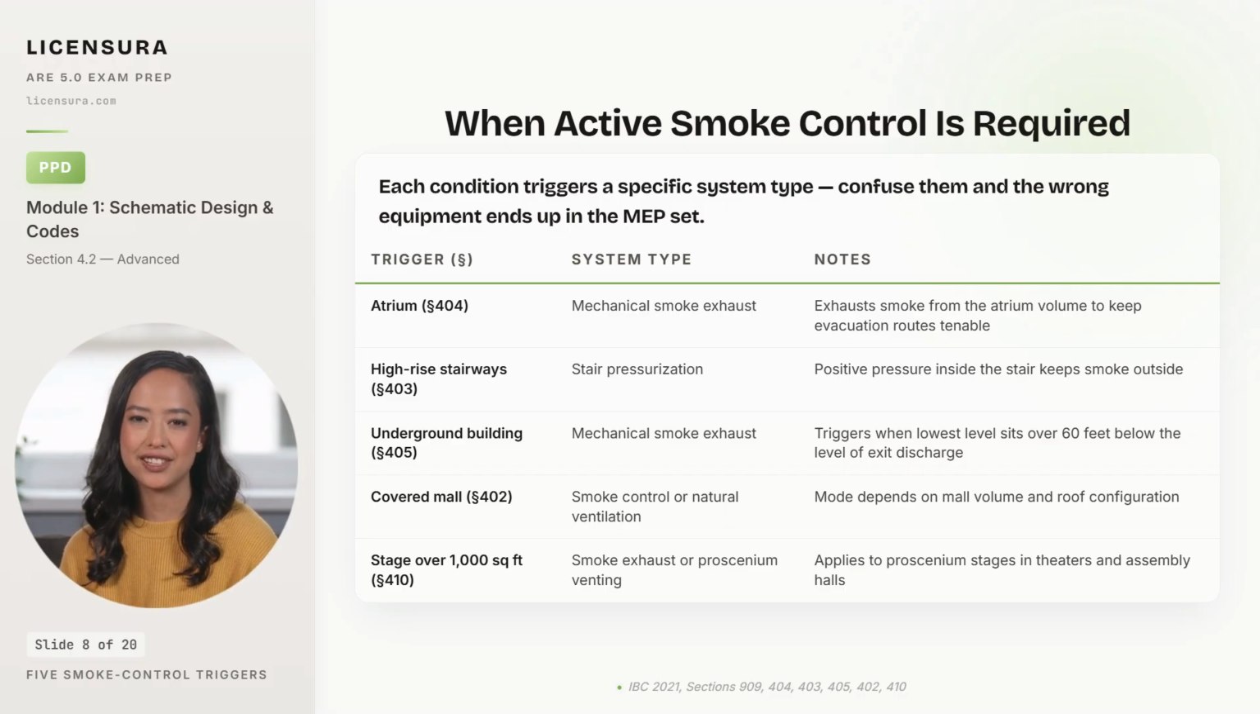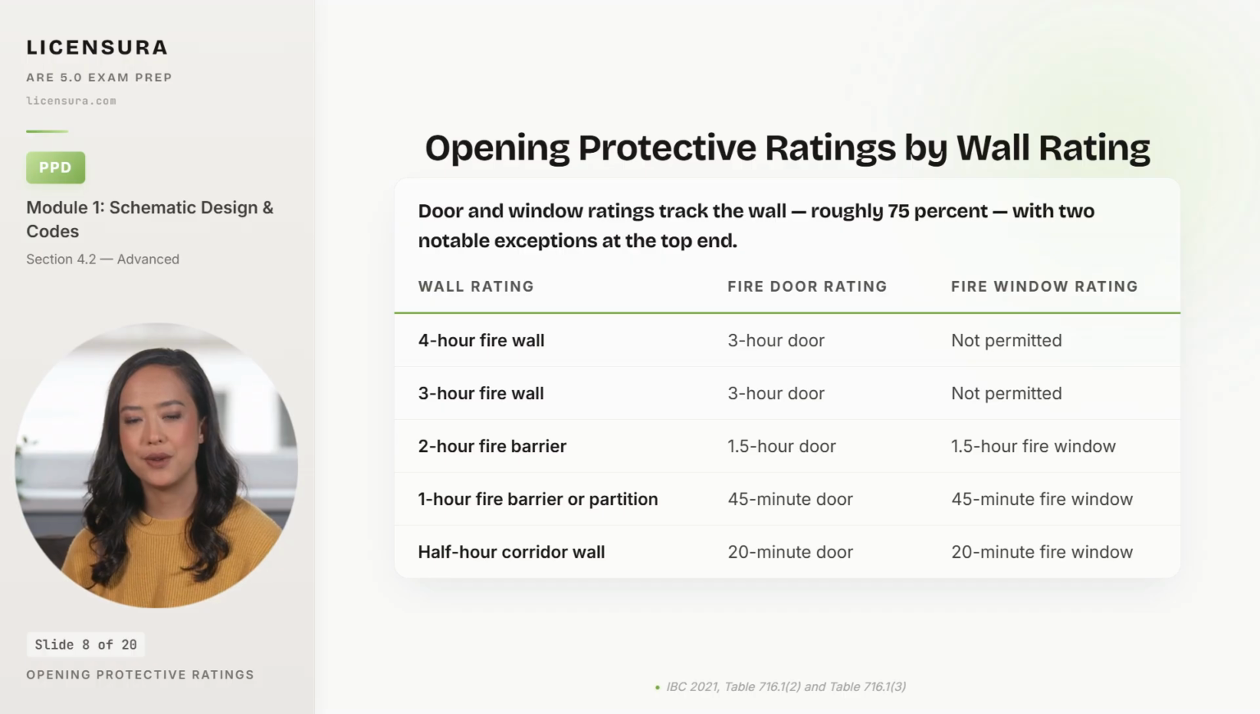Once the system is sized, every opening in every rated wall has to maintain the wall's job, and the IBC scales the rating down with a simple rule. Opening protectives track the wall rating at roughly 75%. That is the pattern to memorize. A 2-hour fire barrier takes a 1.5-hour door and a 1.5-hour fire window. A 1-hour fire barrier or partition takes a 45-minute door and a 45-minute window. A half-hour corridor wall takes a 20-minute door and a 20-minute window.